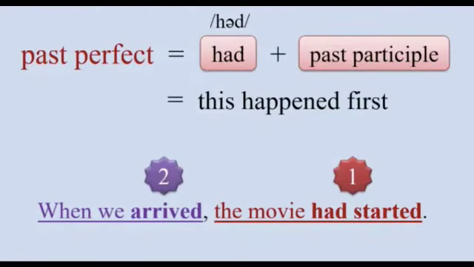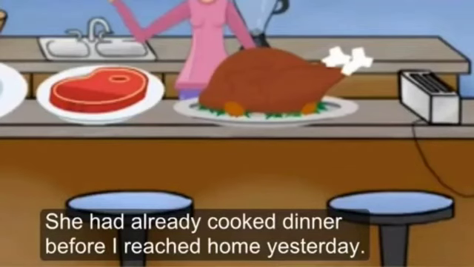Now one more example. When we arrived, the movie had started. Now two actions are going on. Now which one is first? The movie had already started. That is why it is written in past perfect tense and the second part, when we arrived, is written in simple past. Have a look at more examples.